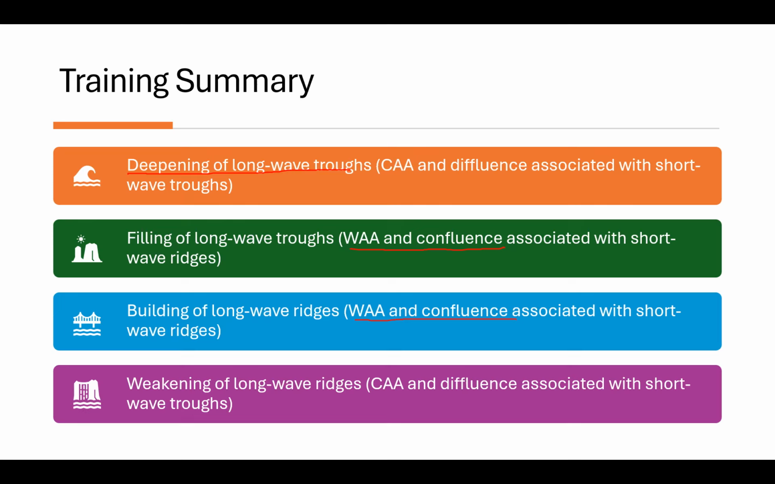And then weakening of long wave ridges, we want cold air advection, colder air coming into that long wave ridge, and you want diffluent winds aloft, which is going to remove the mass. Ridges, in order to get stronger, want warmer air coming into them, and they also want confluence or converging air in the upper levels of the atmosphere to add mass.